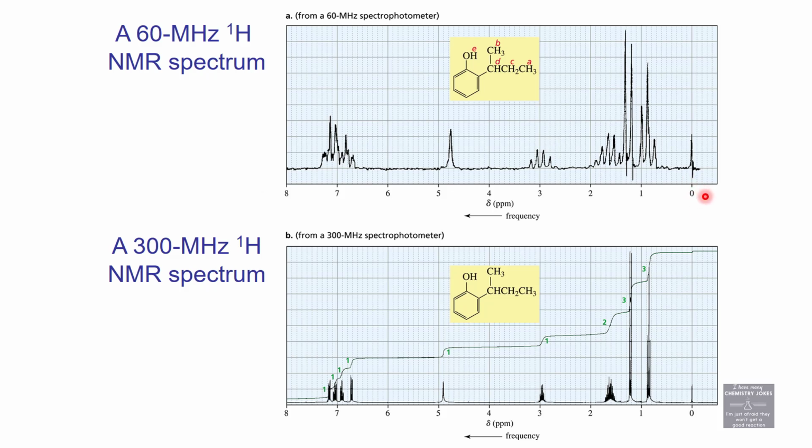First of all, I want to point out that the scale along the bottom is in ppm. That's parts per million. We'll talk about that in a moment. But we start out with 0 on the right-hand side of the spectrum, and the numbers get bigger as you go left. That's not in alignment with the normal way that a number line works, so I want to point that out.